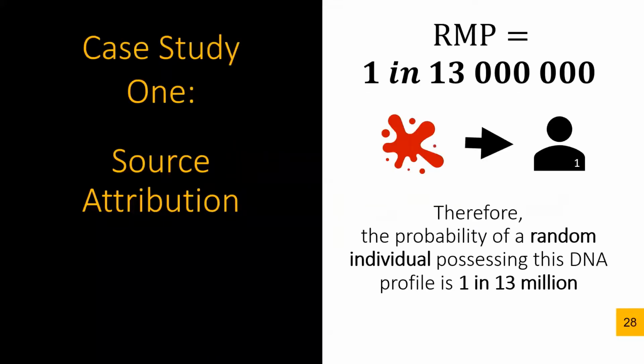With such a small random match probability, this translates into the probability of a random individual unrelated to the suspect possessing this DNA profile being 1 in 13 million. Therefore, this is strong evidence that the suspect contributed to the DNA profile found at the crime scene, or it's a very unlikely coincidence that has happened. Did you end up getting it right?